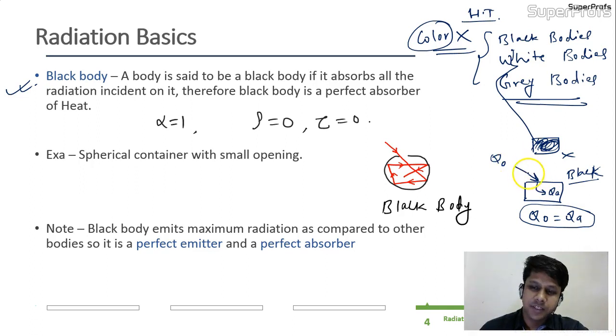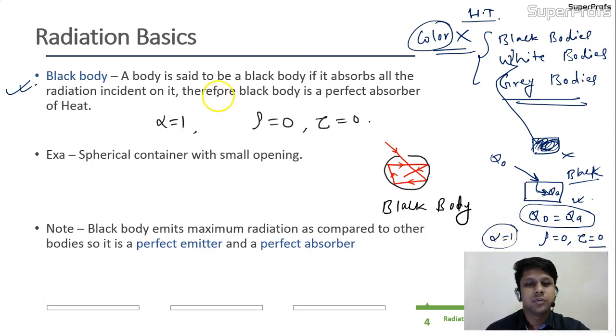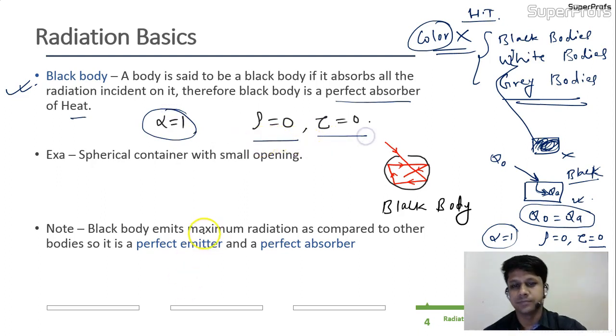If all of the heat is absorbed, then that kind of body will be known as a black body. And in that case, what will be the reflectivity? It will be 0. Transmissivity will be 0. And alpha will be equal to 1. So a black body is a perfect absorber of heat, and alpha value is equal to 1, rho is 0, tau is 0.